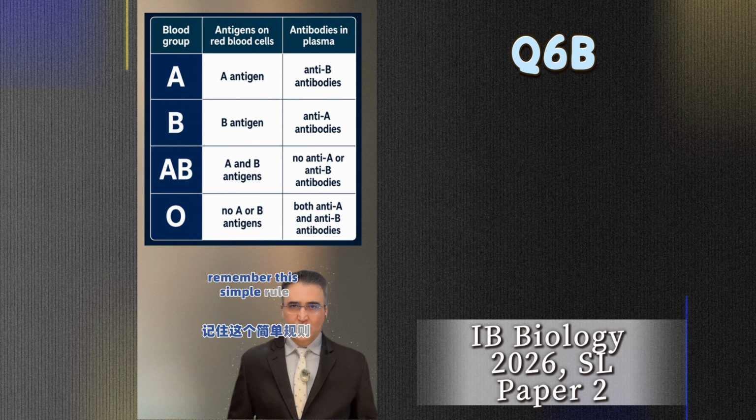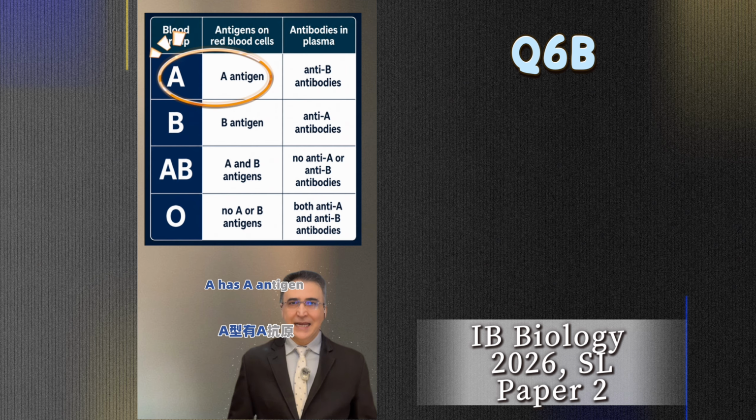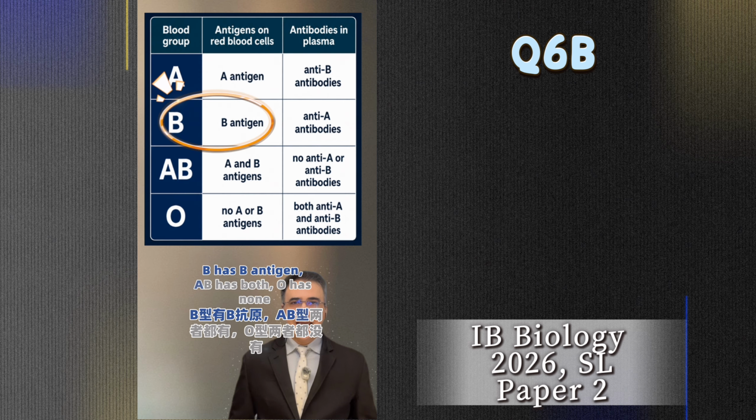Remember this simple rule. A has A antigen. B has B antigen. AB has both.